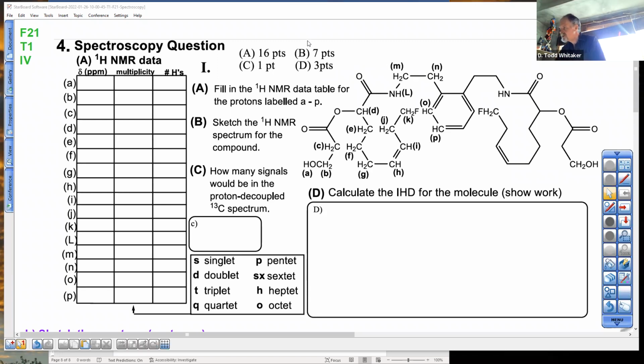I got a note here that says participants can now see my screen. I hope you could see it before. Yeah, we could. Sorry, you could?